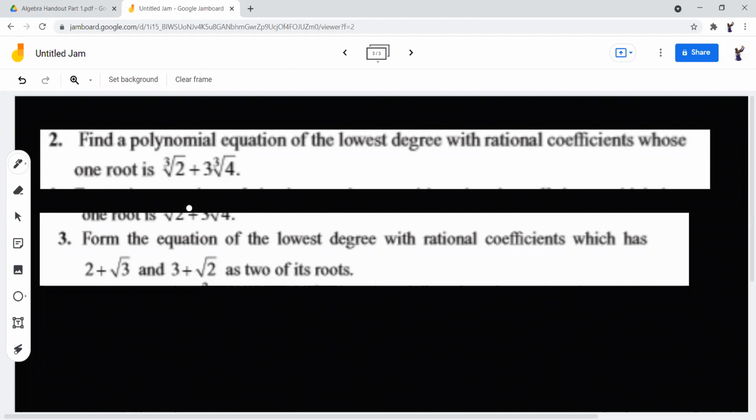Okay, fine. Now I'm going to start solving the second question. The second question is: the polynomial of the lowest degree with integer coefficients. Let cube root of 2 equal y. Then cube root of 4 will become y square.